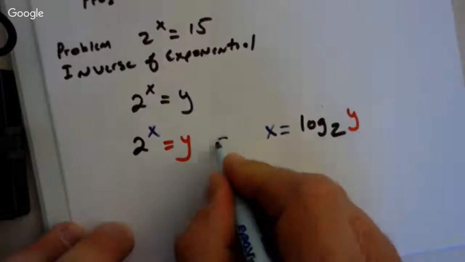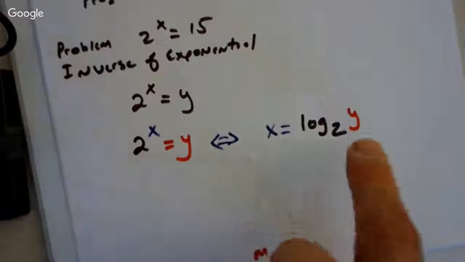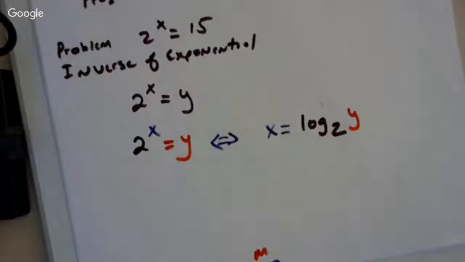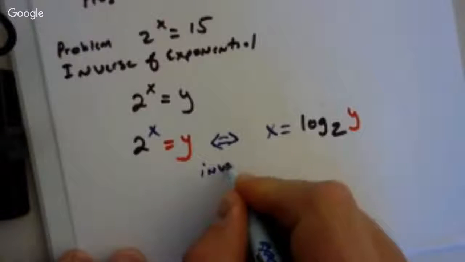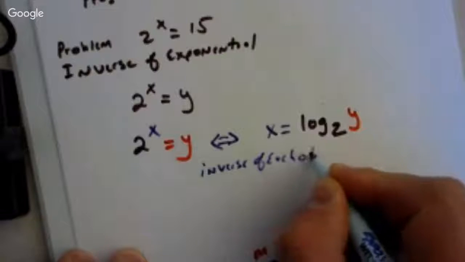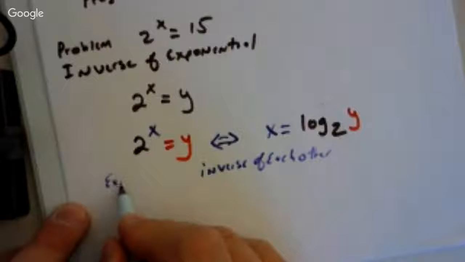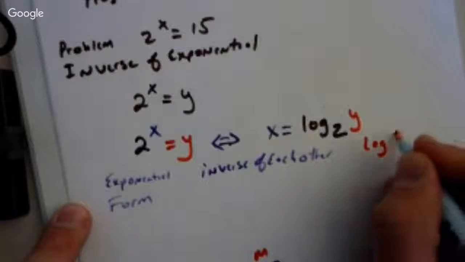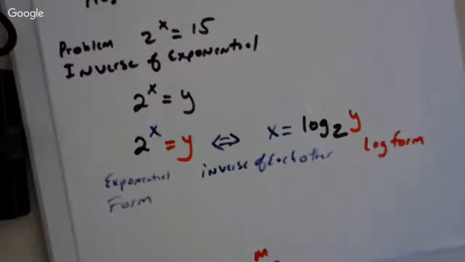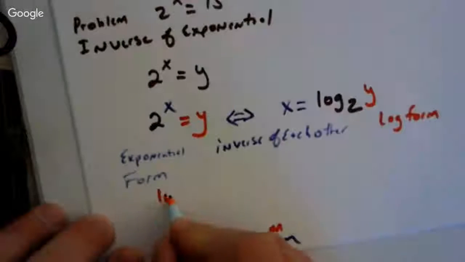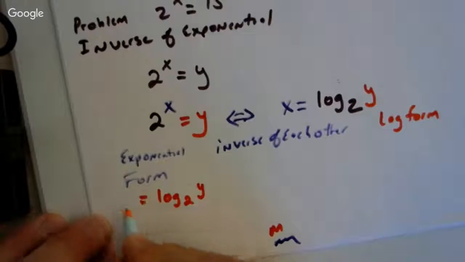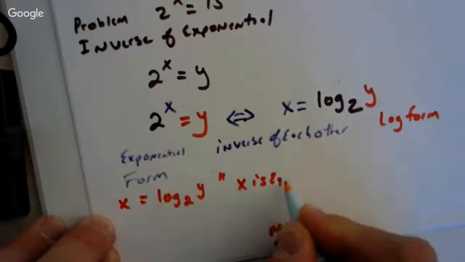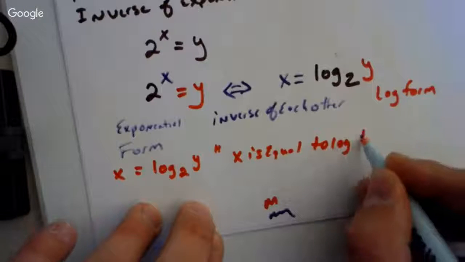These two things go back and forth. If this is true, this is true. They are inverses of each other. The exponential is the inverse of the log is the inverse of the exponential. This one is called exponential form, and this one over here is called log form. How is this pronounced? Log base 2 of y. X is equal to log base 2 of y.